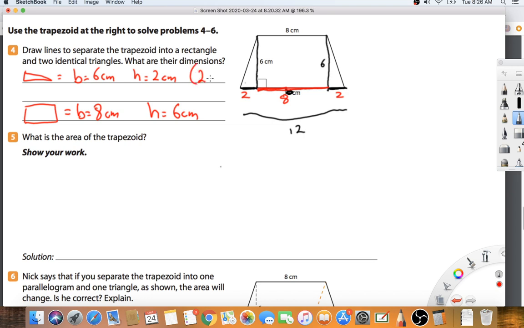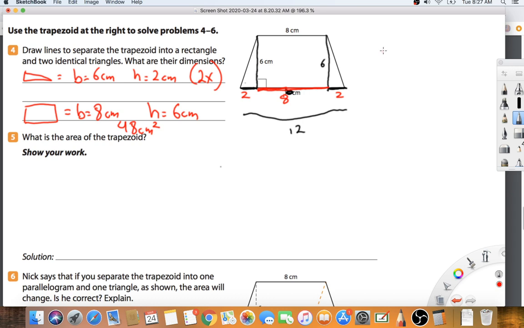But I have 2 triangles, remember that. Now it says, what is the area of the trapezoid? So I need to add all the areas up. The 2 triangle areas and my rectangle area. Rectangle area is easier. 8 times 6 is 48. So my rectangle is 48 centimeters squared.